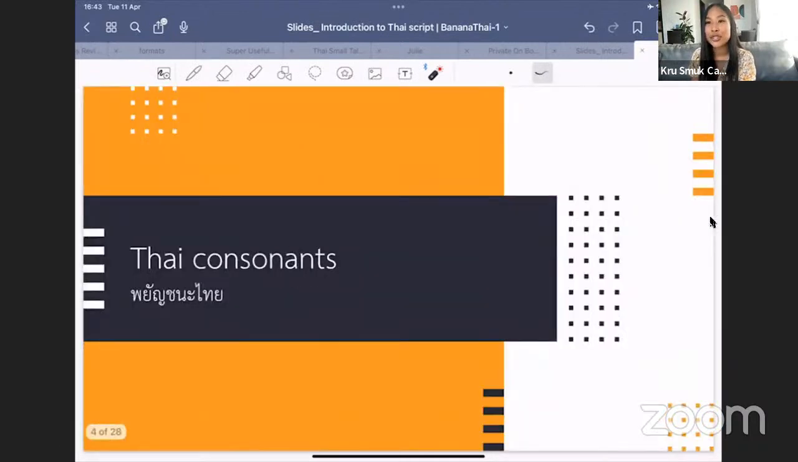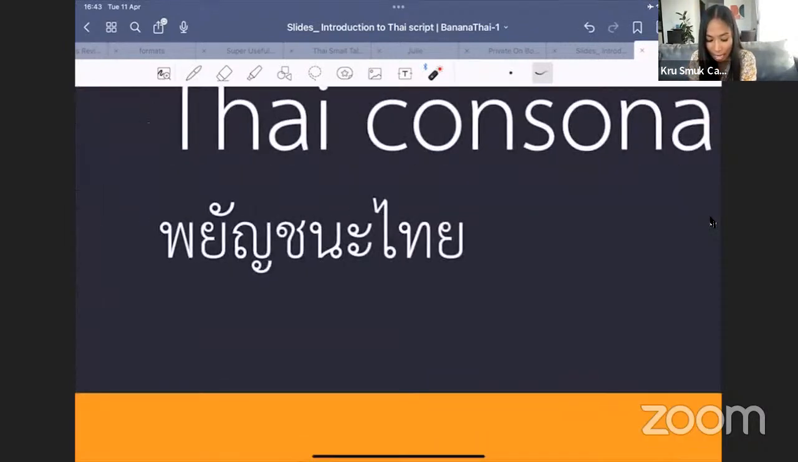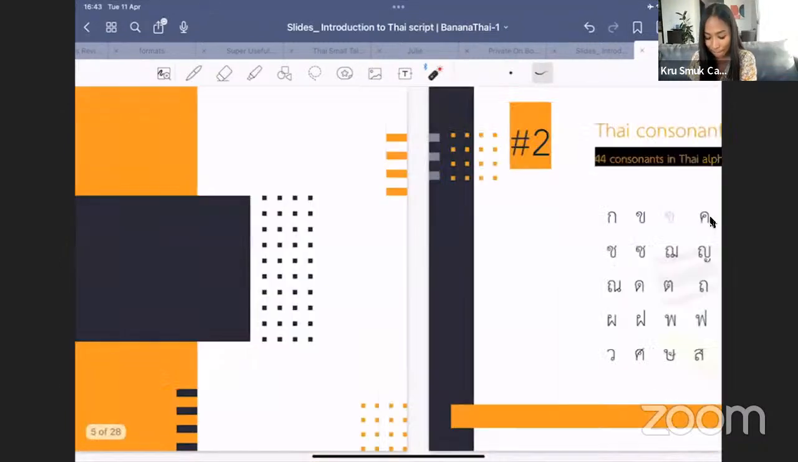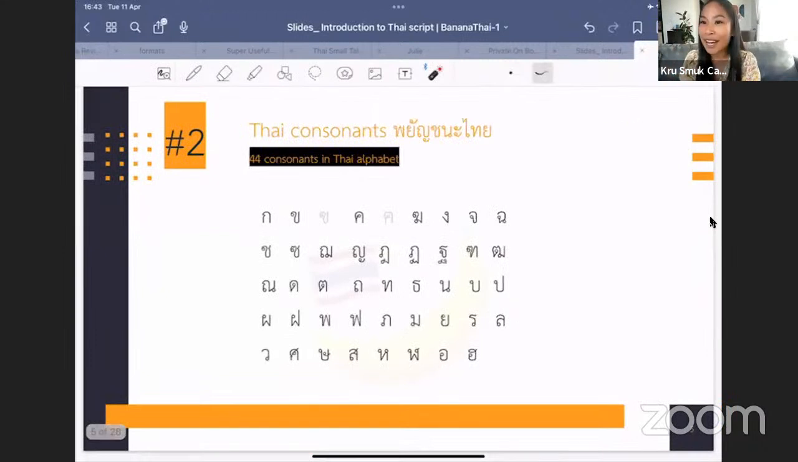Okay, let's move to the second part, which is about the Thai consonants. Consonant in Thai is พยัญชนะ. Okay, tips about Thai consonants. There are 44 Thai consonants in the Thai alphabet. 44. You heard it right. There are so many consonants here.